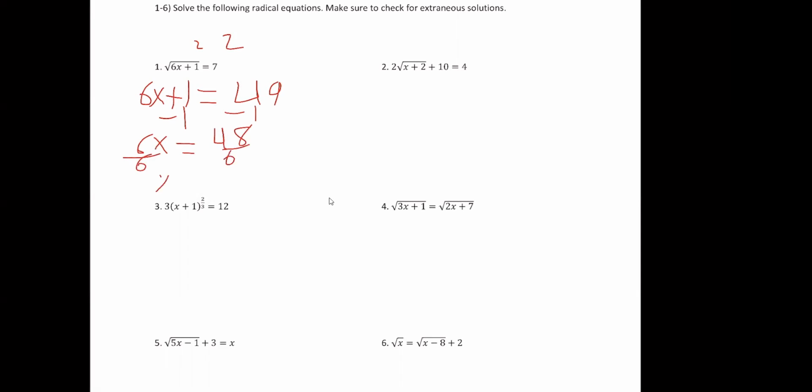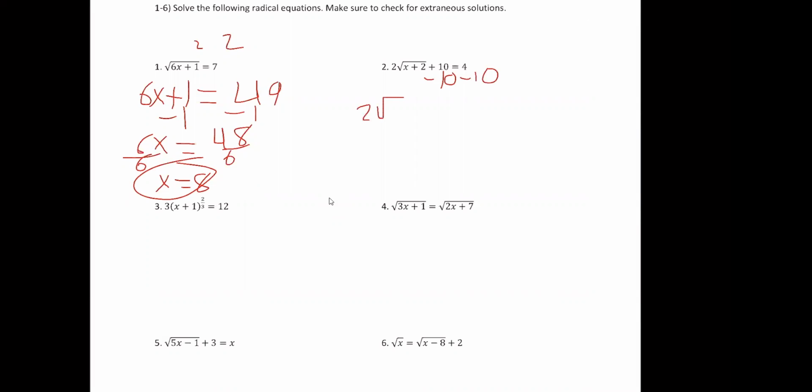Just get that x is, what would that be? 8. Similar idea for question 2. Remember, before you square both sides, you got to make sure your radical is isolated. It's almost like if you have the equation 2x plus 10 equals 4, you want to get the x by itself. So you got to subtract the 10.